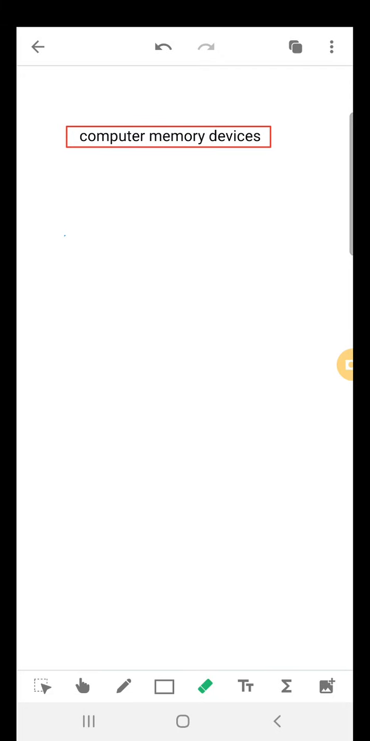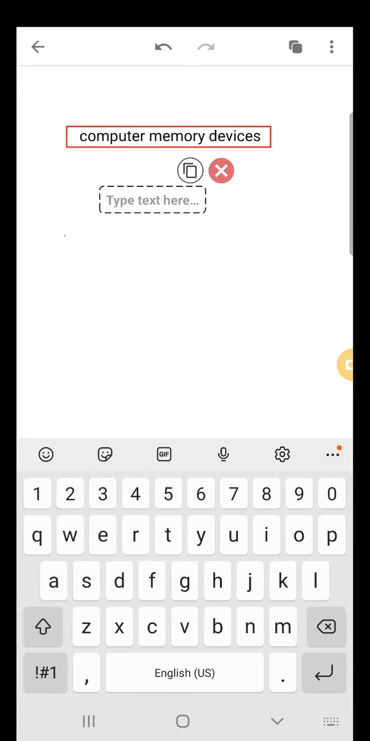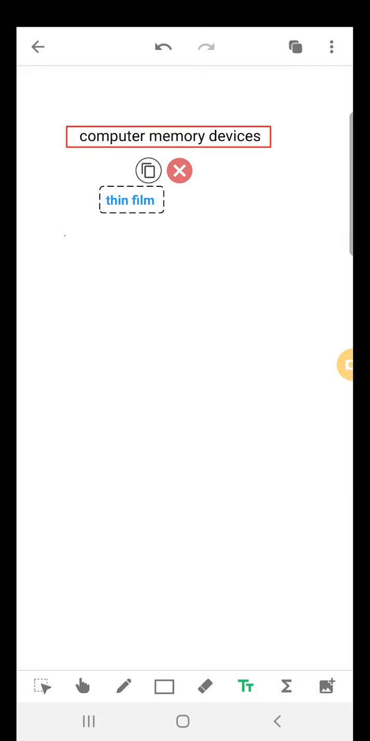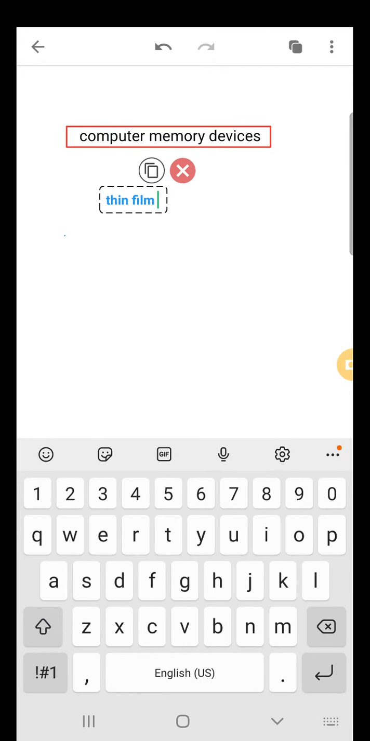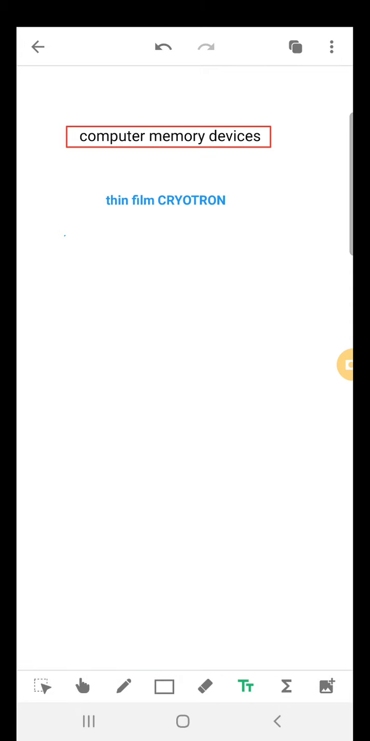Hello students, in this lecture we will discuss some computer memory devices. The first device that we will discuss is the thin film Cryotron. Thin film Cryotron is a storage device.